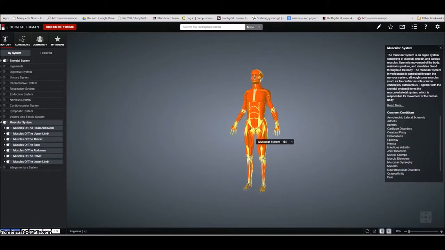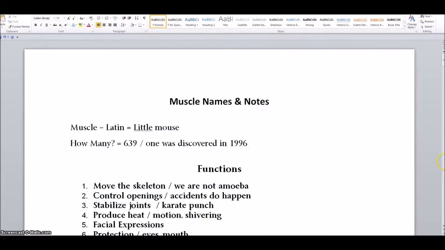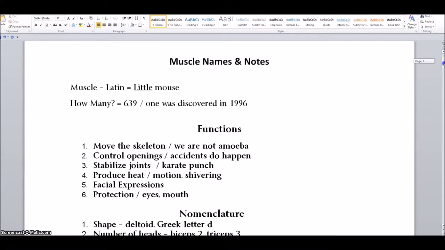All right. So I have some notes for you. Now, I'll post this so you can get it with this video. This is a set of notes that I developed in the past. How many muscles are there? 639, so you're not going to learn them all. You learn about 45 of them.